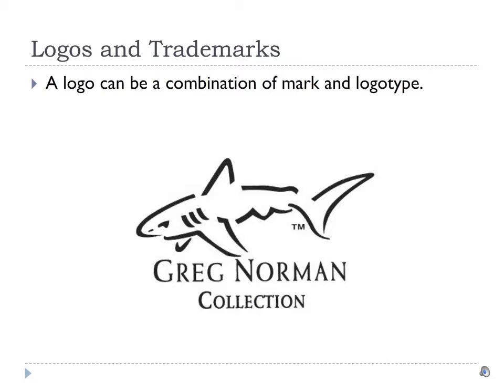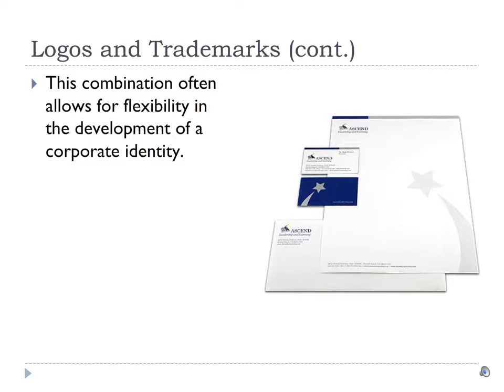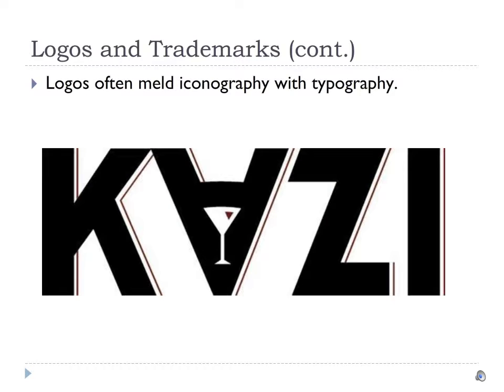When looking at logos and trademarks, a logo can be a combination of mark and logotype. A mark is a simple symbol within the design, and logotype is the actual typography of the logo. These are famous examples of logotype designs. In a logotype, the primary focus is on the typography of the design. This combination of mark and logotype often allows for flexibility in the development of a corporate identity.